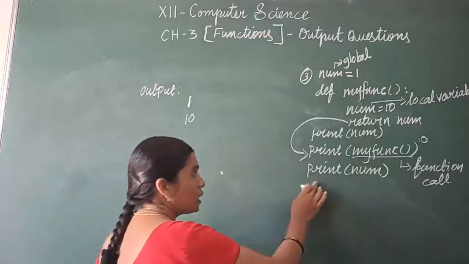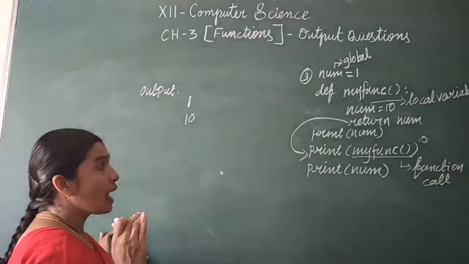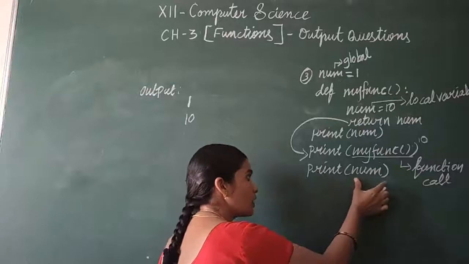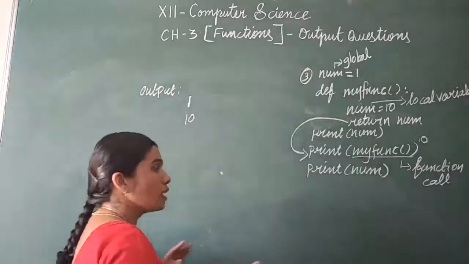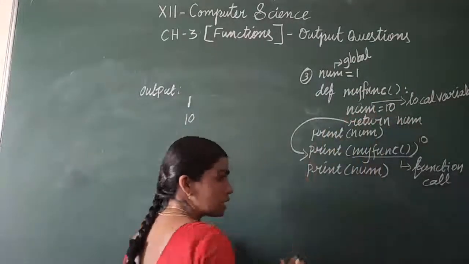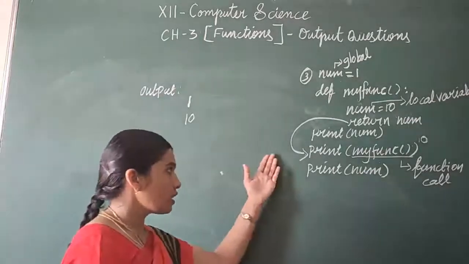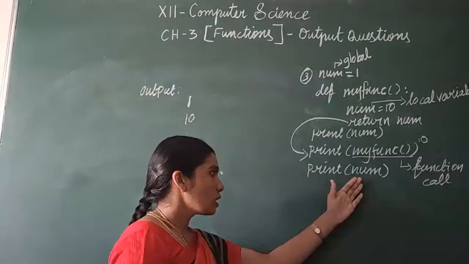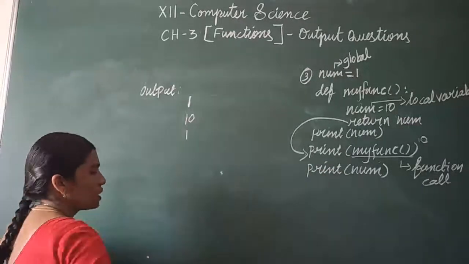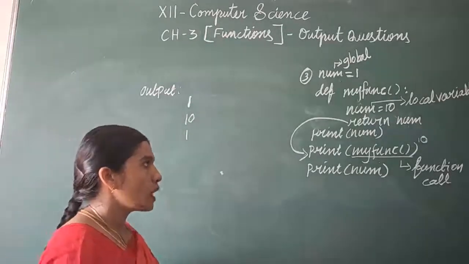After that, print of num. So here we cannot access the local variable value. So this num will take the global variable value. Why? Because inside the function only it is alive. So outside the function it is dead. So here print of num means it will take the value 1. Okay. And one more program we are going to see.